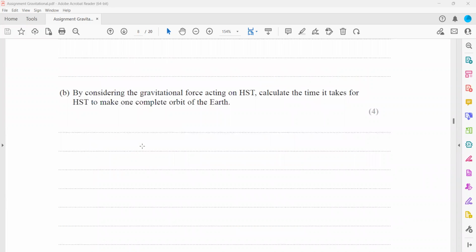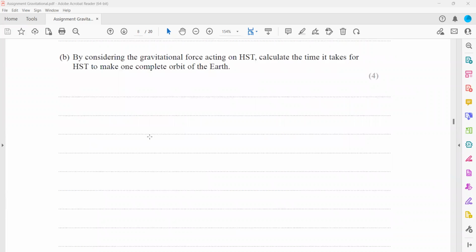In the second part, by considering the gravitational force acting on the Hubble Space Telescope, calculate the time for the Hubble Space Telescope to make one complete orbit of Earth. So how much time will it take to completely move around the Earth? The value of the gravity is 8.26 Newton per kilogram. Now what happened?